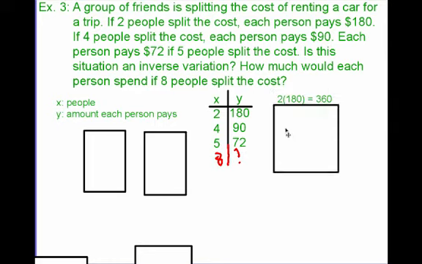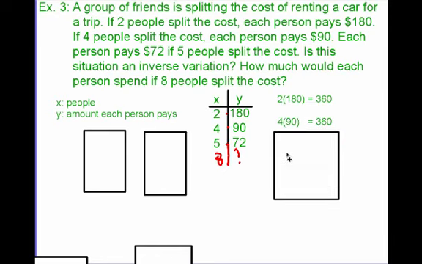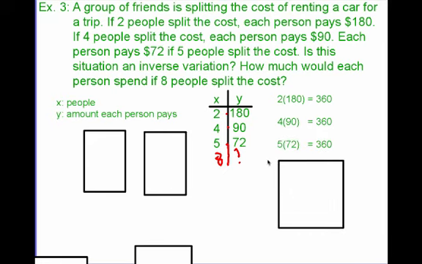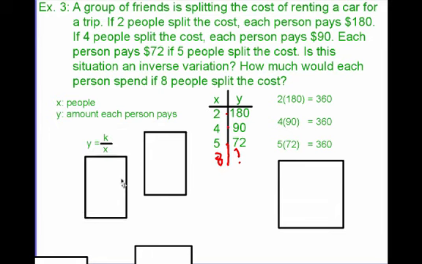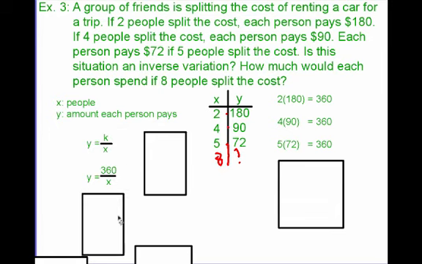So, I need to work this out. I want to see if it's inverse. So, I'm going to multiply 2 times 180, 4 times 90, 5 times 72. If I work that out, 2 times 180 equals 360, 4 times 90 equals 360, 5 times 72 equals 360. So, this is, in fact, an inverse variation. So, I've got y equals k divided by x. I know my k is 360, so my equation is y equals 360 divided by x.